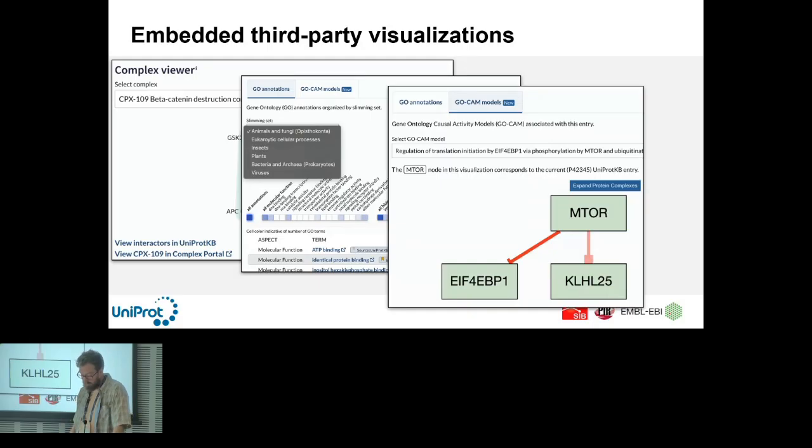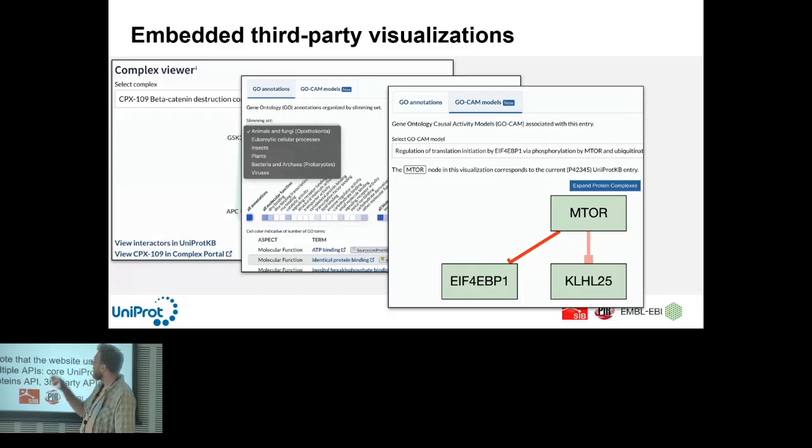And we also are having GO-CAM models. This is developed by the Gene Ontology Consortium, and this is data obtained from them, and we filter for UniProt-specific curated models. It provides a structured representation showing how the molecular functions of gene products are causally interconnected within a biological process. And we have this for 4,000 models for over 2,000 UniProtKB entries.